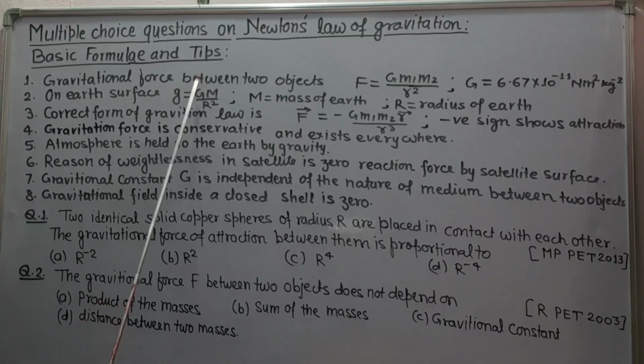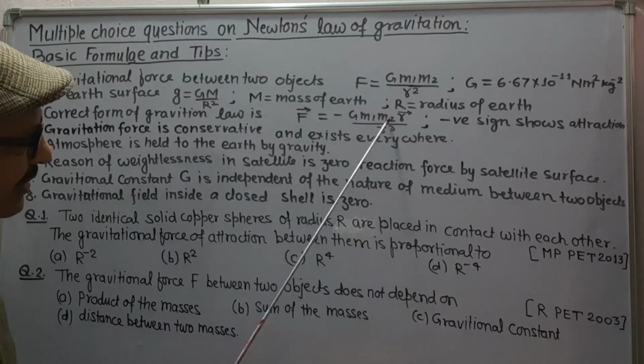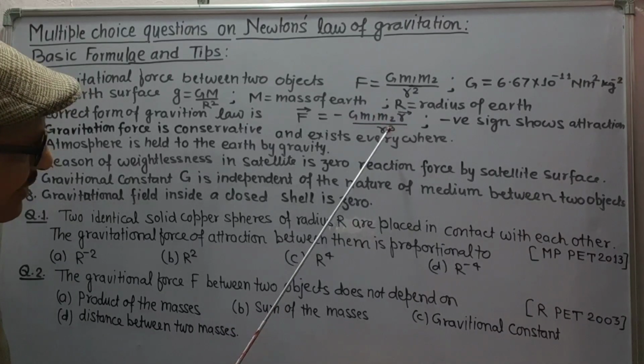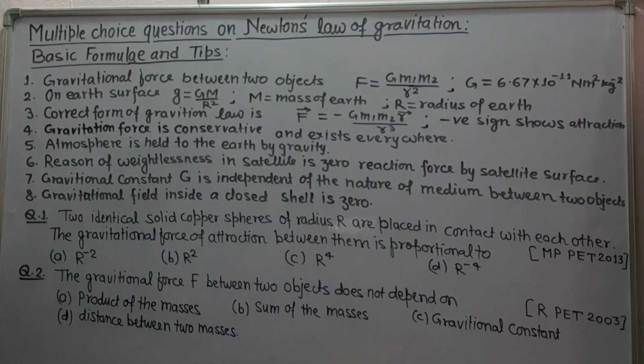On Earth's surface, acceleration due to gravity small g is equal to GM upon r square, where M is the mass of Earth and r is the radius of Earth. Correct form of gravitational law is F vector is equal to minus G m1 m2 r vector upon r cube. Here negative sign indicates the force of attraction between two objects.